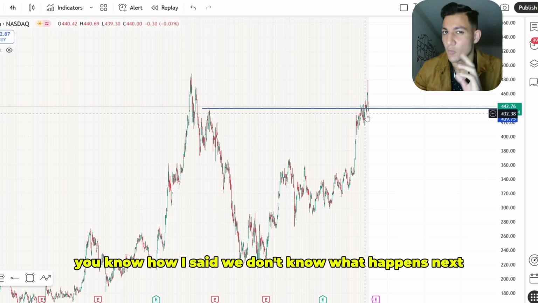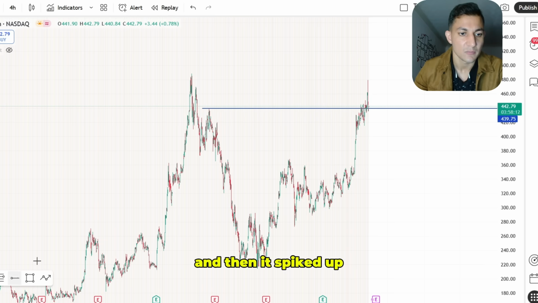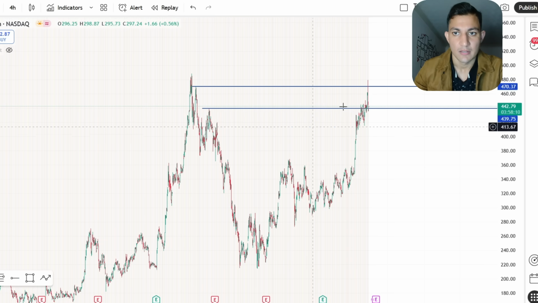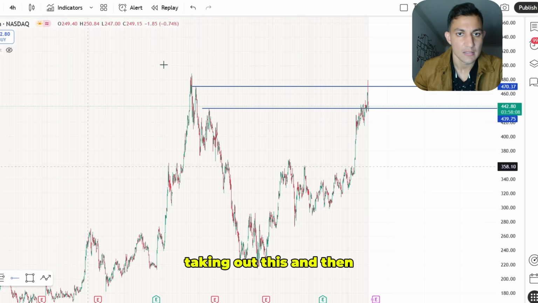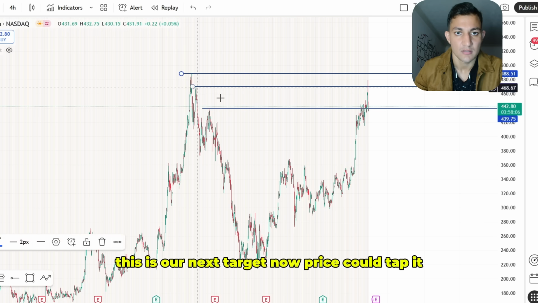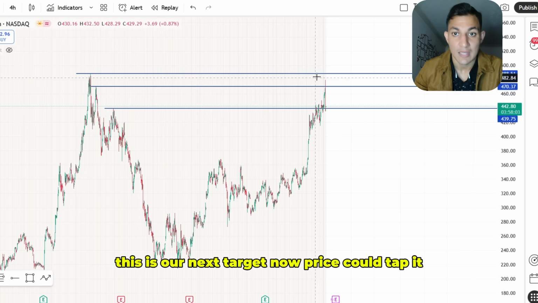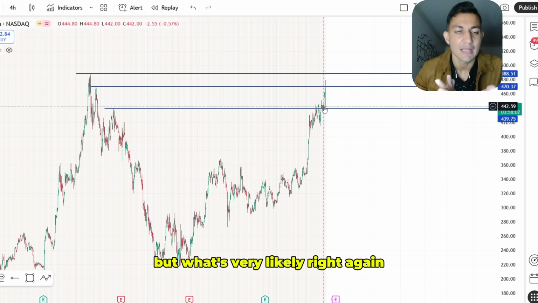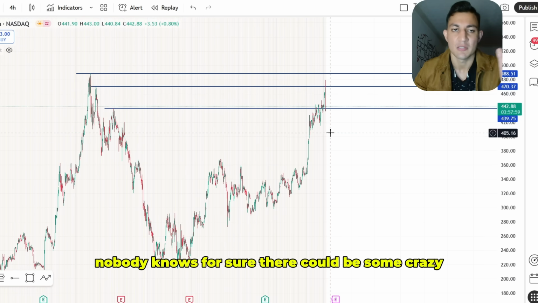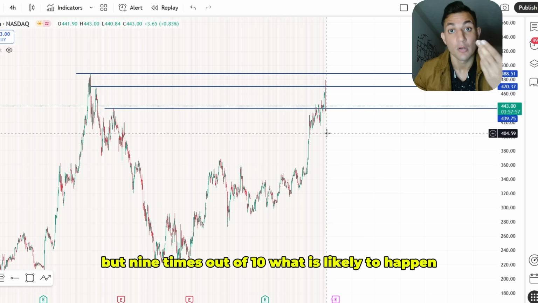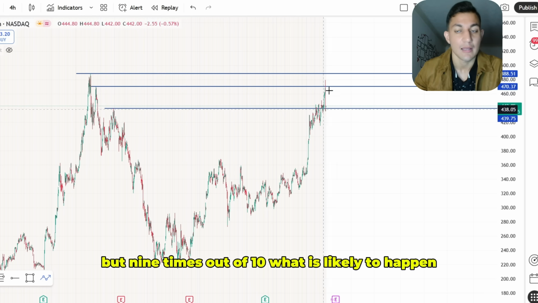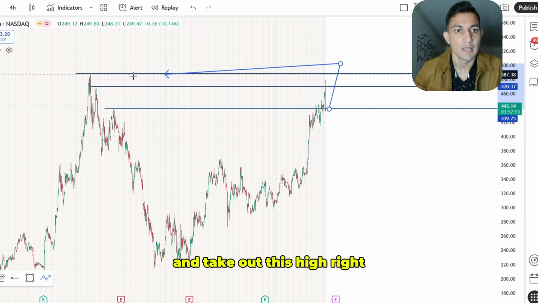You know how I said we don't know what happens next? And then it spiked up, taking out this, and then this is our next target. Now, price could tap it, but what's very likely, right? Again, nobody knows for sure. There could be some crazy news announcement, but 9 times out of 10, what is likely to happen is price going to continue upwards and take out this high, right?